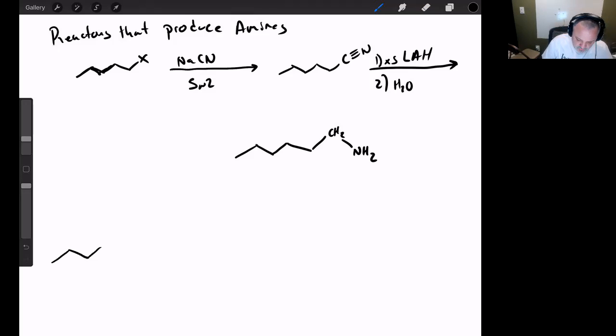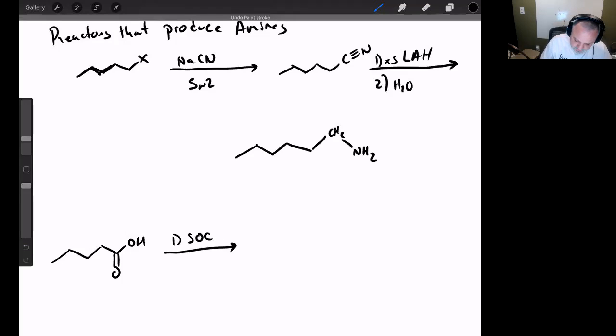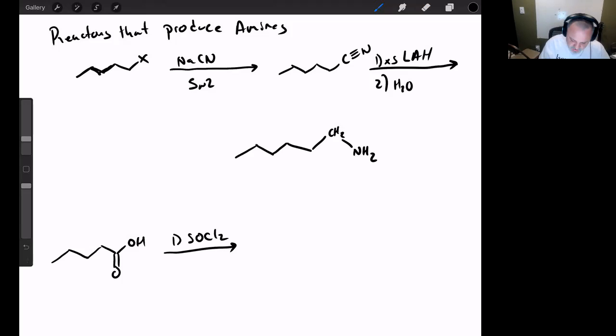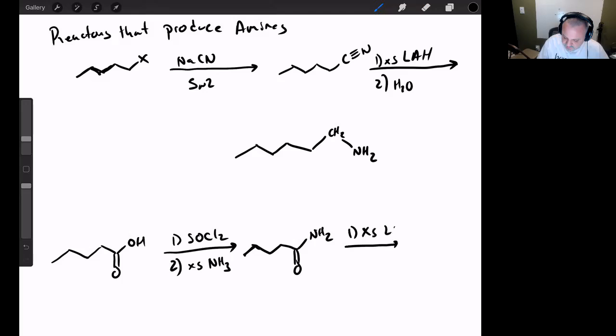Another reaction that we know is actually not a reaction, but a sequence of reactions. If we take a carboxylic acid and react it with SOCl2, then the hydroxide gets replaced with a chloride, and so that makes an acid chloride. Then if we react that with excess ammonia, we can make the amide. Then once we have the amide, we can also reduce that with excess lithium aluminum hydride. And that gets us an amine as well.